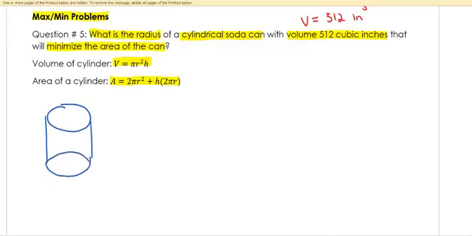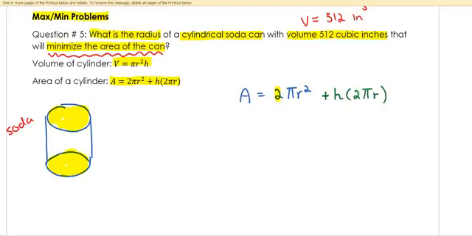Okay, so for this kind of question, I want to minimize the area of this soda can. So this is my soda can. Alright, so I know that my area is going to be 2 pi r squared. The reason why I have a 2 there is because I have a top and a bottom, so that's 2 circles, plus the body, which is going to be the height times the circumference of a circle, so that's 2 pi r. Okay, so there is my area formula.